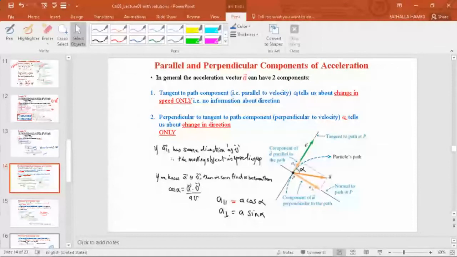And we already discussed, if we want to change our velocity, we must have acceleration. So the acceleration is going to do that job. It's going to change my velocity vector.